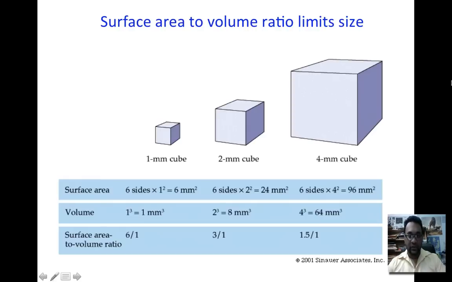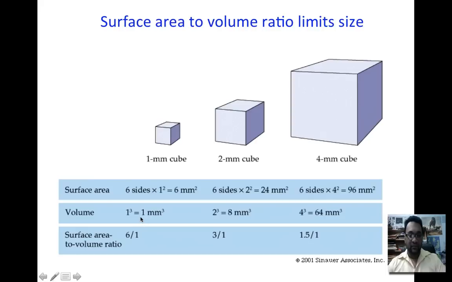So here we have 3 cubes. Alright, and obviously they are increasing in size. Now the surface area for this 1 millimeter cube will be the area of one square, or one side, which is 1 by 1 squared. And there are 6 sides, so it's 6 millimeters squared. And similarly, you find the surface area for this cube and this cube. And you see it went from 6 to 24 to 96. Alright, so that's how the surface area is increasing.